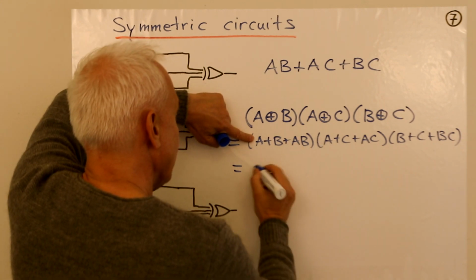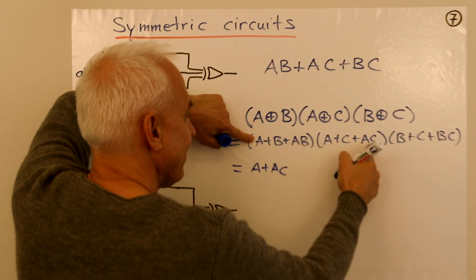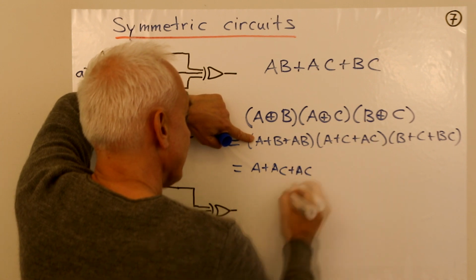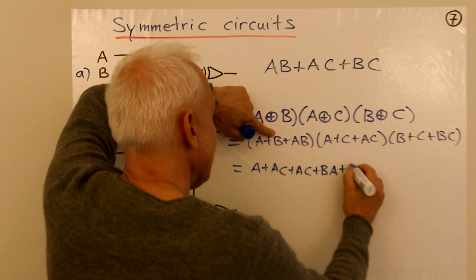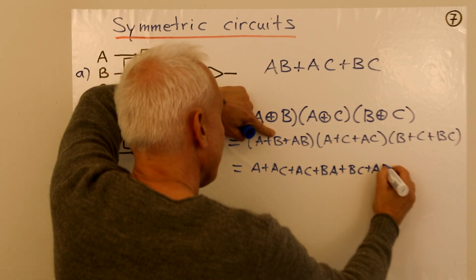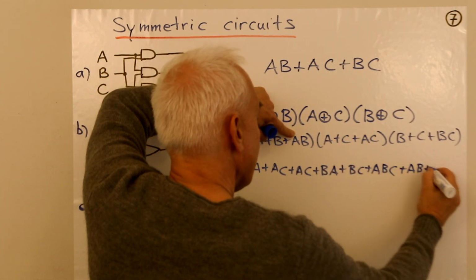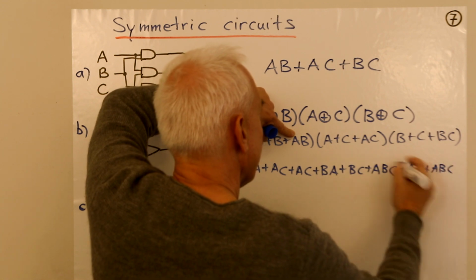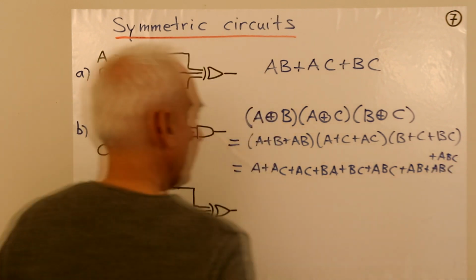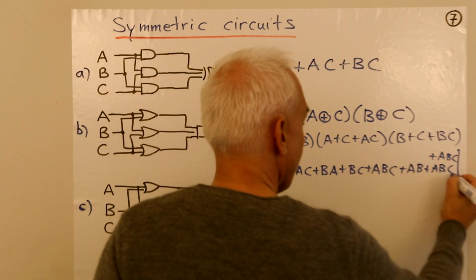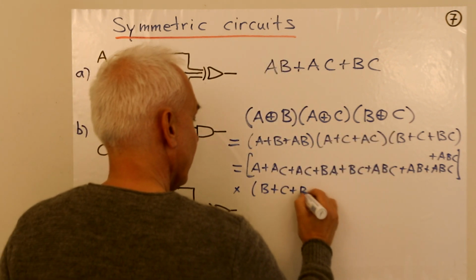So A times A is A, plus AC plus another AC. Okay, that's going to end up canceling. Then a BA plus BC plus ABC. And finally multiplying by AB, AB, ABC, and another ABC. I'll put it up here, ABC. So all of that, okay, and we still have to multiply by B plus C plus BC.